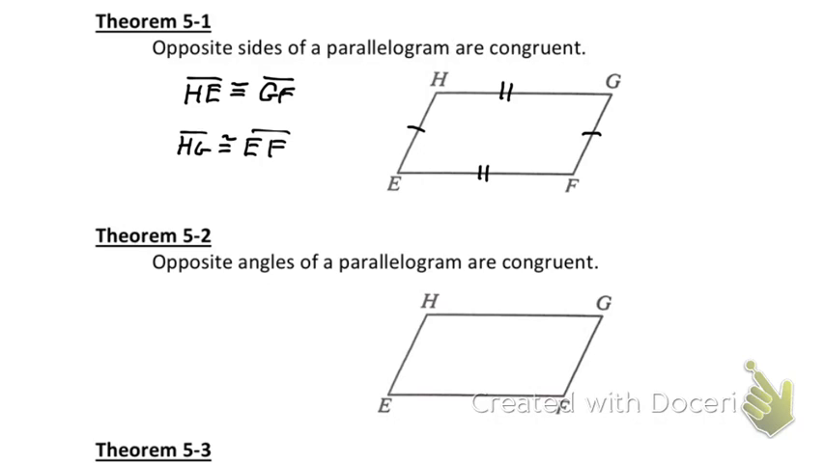All right, theorem 5.2, opposite angles of a parallelogram are congruent. So if I'm looking at E, I automatically know if it's a parallelogram that G is congruent to it. So that would be angle E is congruent to angle G. But we also know H, so I have to do 2 tick marks because we don't know if they're all equal. But H will be congruent to F.